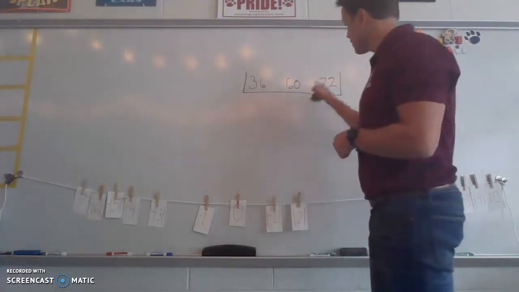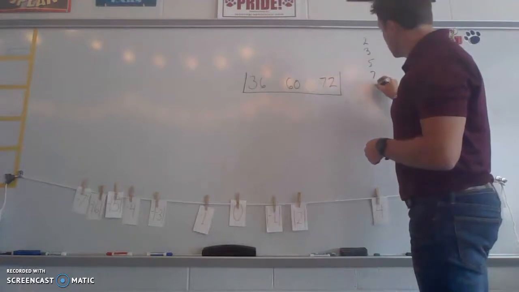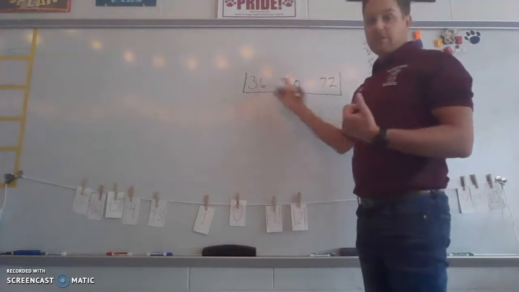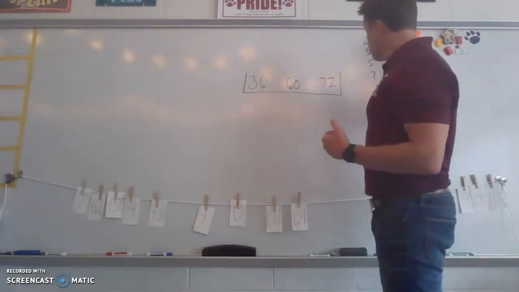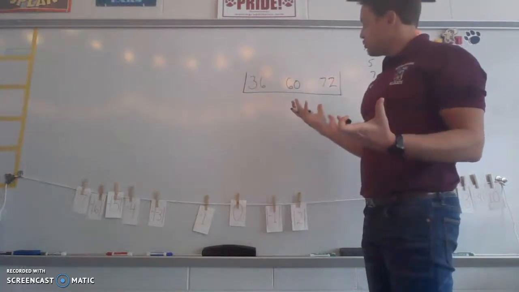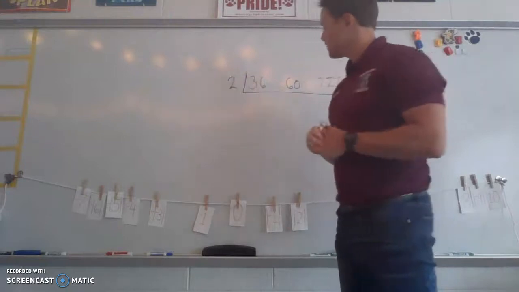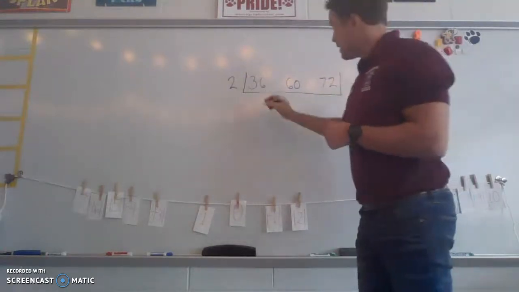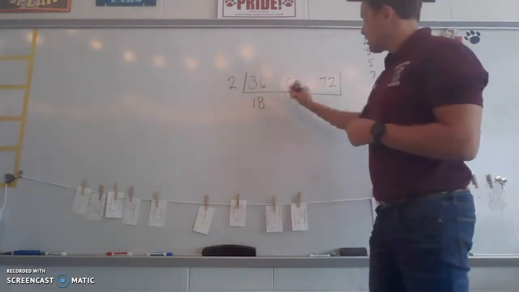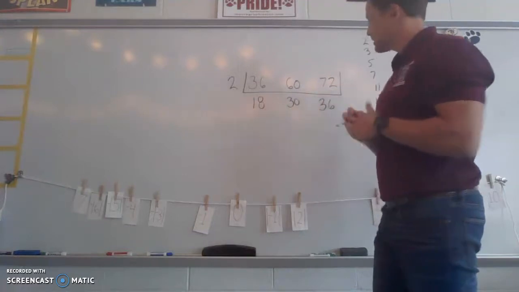So I look at 36, 60, and 72, and I'm thinking 2, 3, 5, 7, 11, and 13. I could actually divide 36, 60, and 72 by 2 and 3. I think I'm going to choose 2. Probably most people would choose 2. So I'm going to pull a 2 out. 36 divided by 2 is 18. 60 divided by 2 is 30. And 72 divided by 2 is 36.